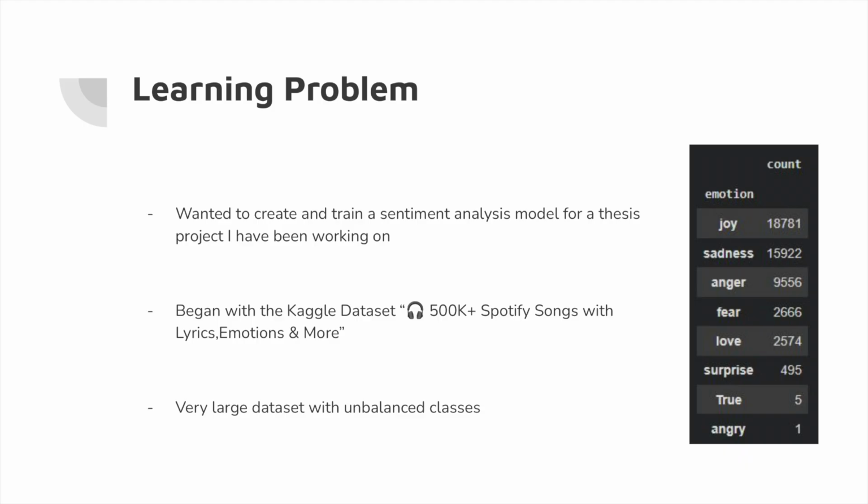As you can see in this table here, we have some classes with a lot of entries like joy, sadness, and anger, and some with very few like surprise and angry. For this project, I decided to focus on the top 3 emotions, joy, sadness, and anger. From there, we still had a problem of the dataset being so large that the model took way too long to train. So I reduced each of these classes down to 5,000 entries each.